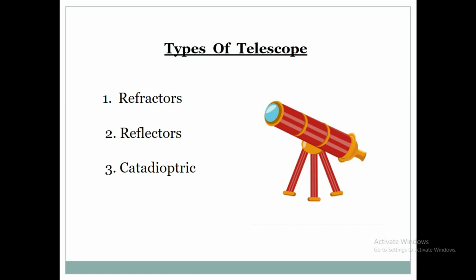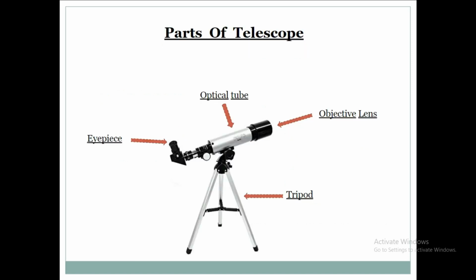Now let us see the types of telescope. We have three types of telescope: refractors, reflectors and catadioptric. Now let's see the parts of telescope. These are the basic parts which every telescope has. It has a tripod, on which we can mount our telescope. Second is the objective lens, where the light comes first, and this is the first part of it. Then the optical tube, where lenses are fitted, and fourth is the eyepiece, from where you can see that object.